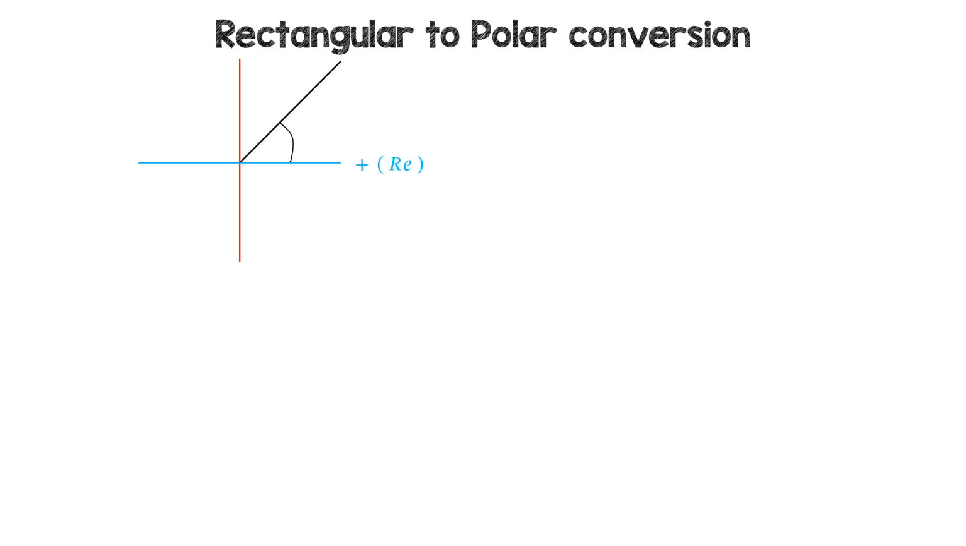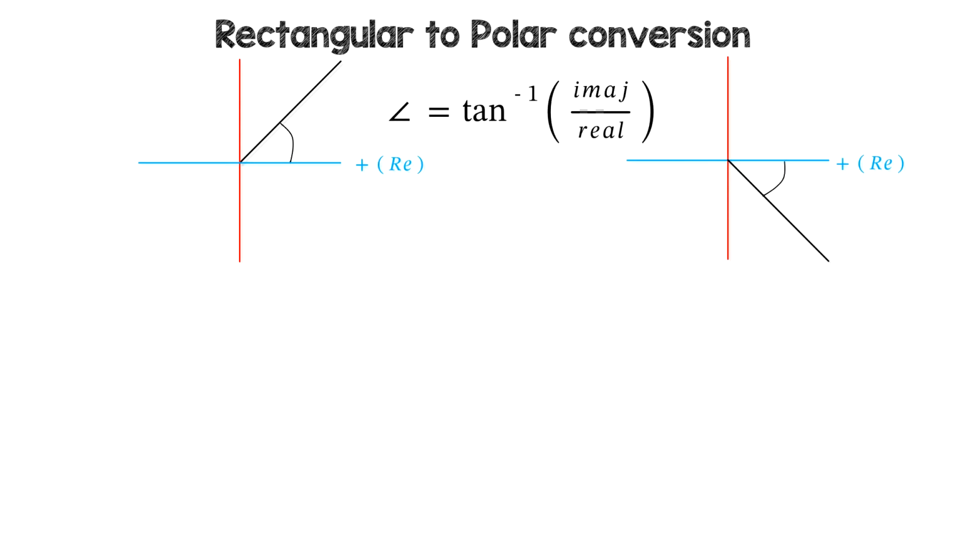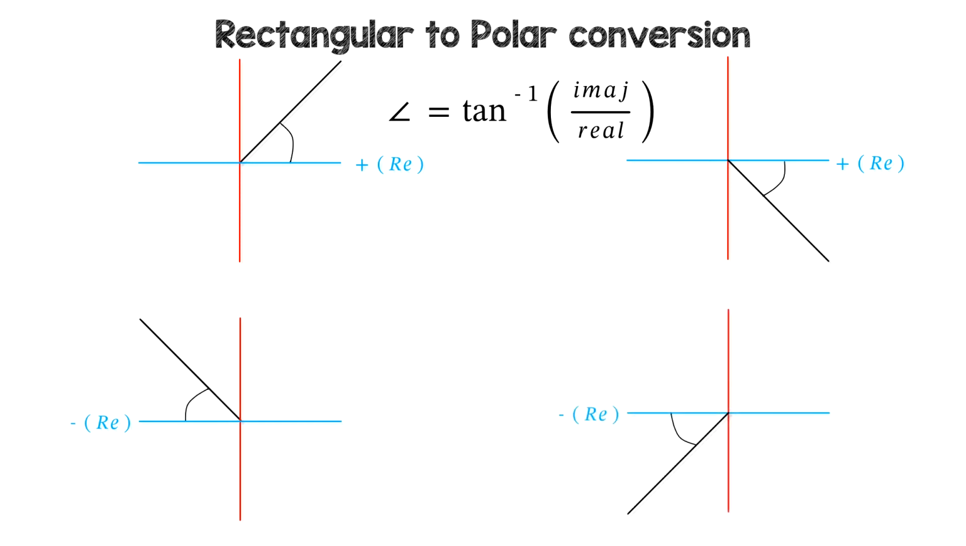Just a word of warning, if we have a positive real part, as shown on these two graphs, then we would use tan to the minus 1 of opposite over adjacent to get our polar argument. But if you have a negative real part, which you would in mathematics, then we do the same thing, but we need to add 180 degrees to the answer to our polar argument.